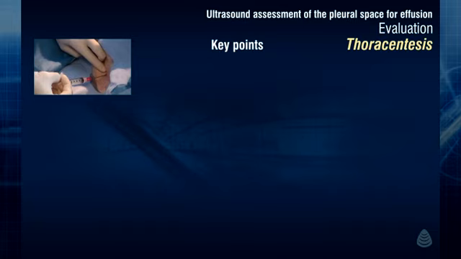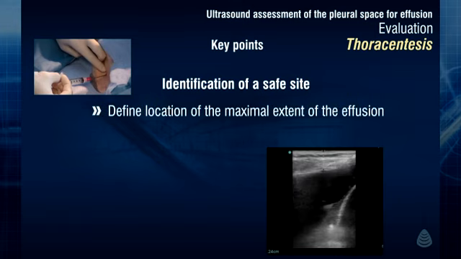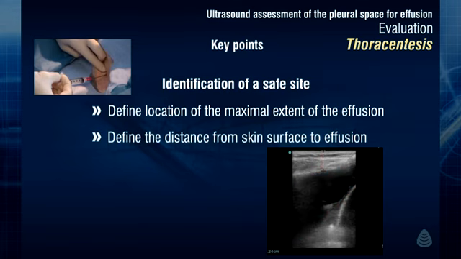If the thoracentesis has been deemed necessary and the effusion is adequate for drainage, one must identify a safe site for needle insertion. This should be done by defining the location of the maximal extent of the effusion. Then, the distance from the skin surface to the effusion must be determined so that the operator will know at which needle depth fluid will be accessed.